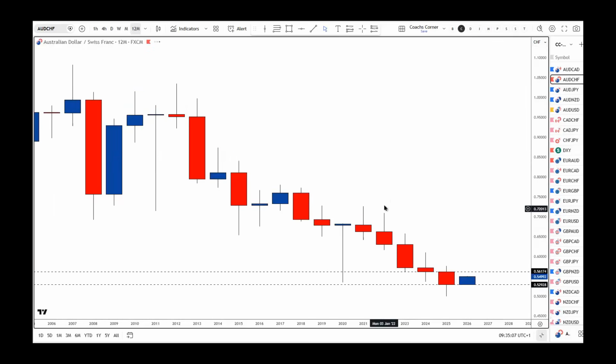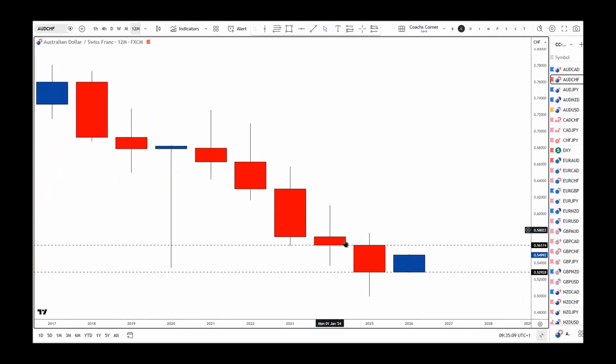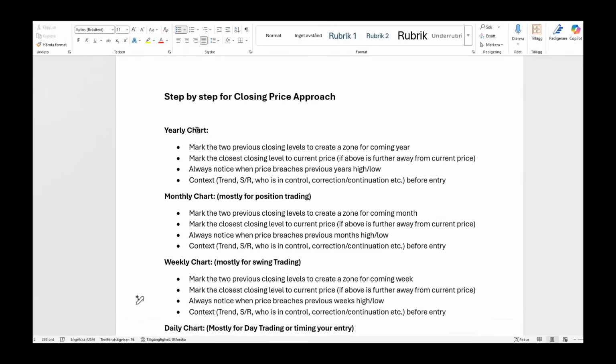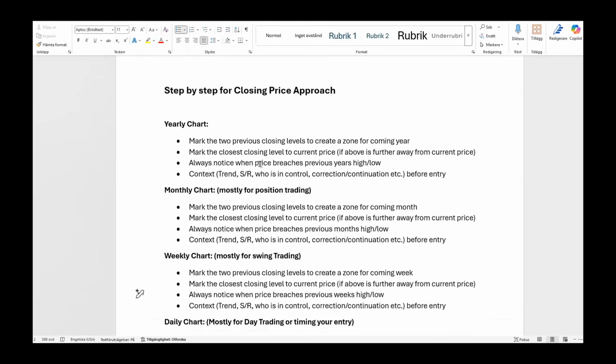If I go back to Aussie Swissy, now we have a zone. We have a closing price, and there is nothing prior to that. The next closing price is the prior candle. That's it. So that's for the yearly. So whatever was in here is covered.